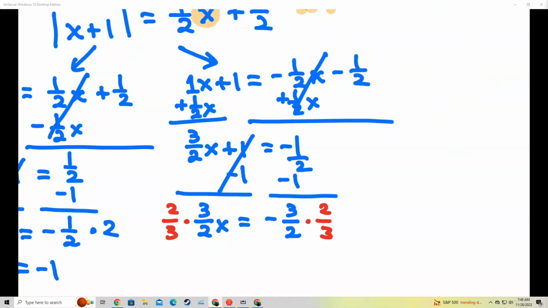Because now you have a 2 on the top and a 2 on the bottom, and these 2's are going to cancel. And now you have a 3 on the top and a 3 on the bottom. These are going to cancel. And what you're left with is just the letter x.